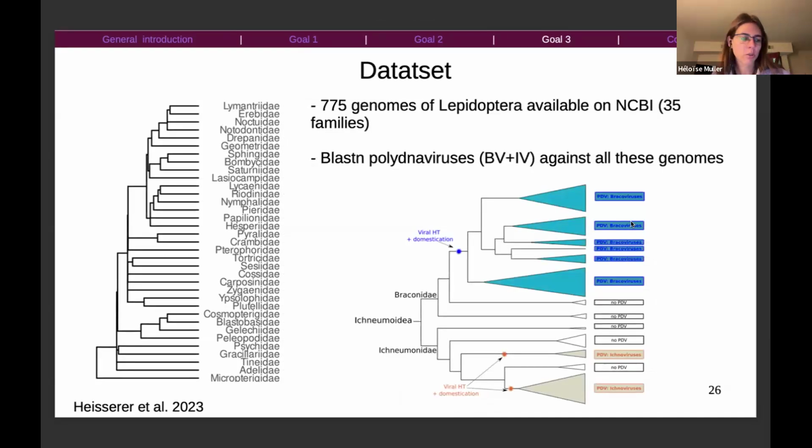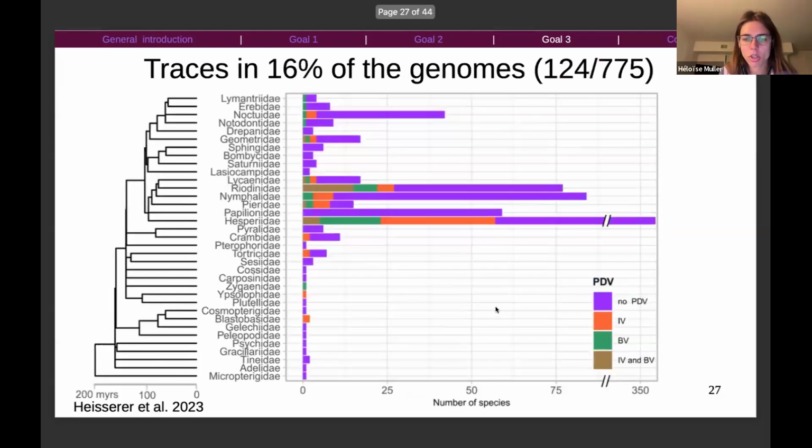And then what we did is that we did some similarity searches, thanks to BLASTN, between all those genomes and sequences of Polydnaviruses. So here we chose to use both Bracovirus and Ichnovirus sequences to have a better idea of the impact of the Polydnavirus on the evolution of the Lepidoptera. So this is the exact same figure as previously, but now the colors show you what we found or didn't find in each of those genomes.